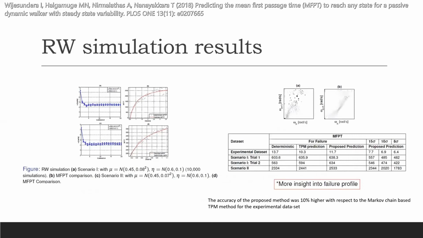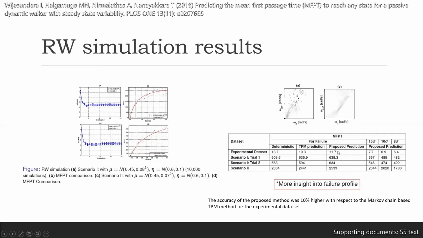Next we apply the proposed mean first passage time prediction method to rimless wheel data. The first chart compares the actual first passage time to that of the predictions, similar to the charts shown earlier. On the right-hand side, it shows a comparison of the mean first passage time to fail using the proposed method and that predicted using the eigenmode analysis of the transition probability matrix.